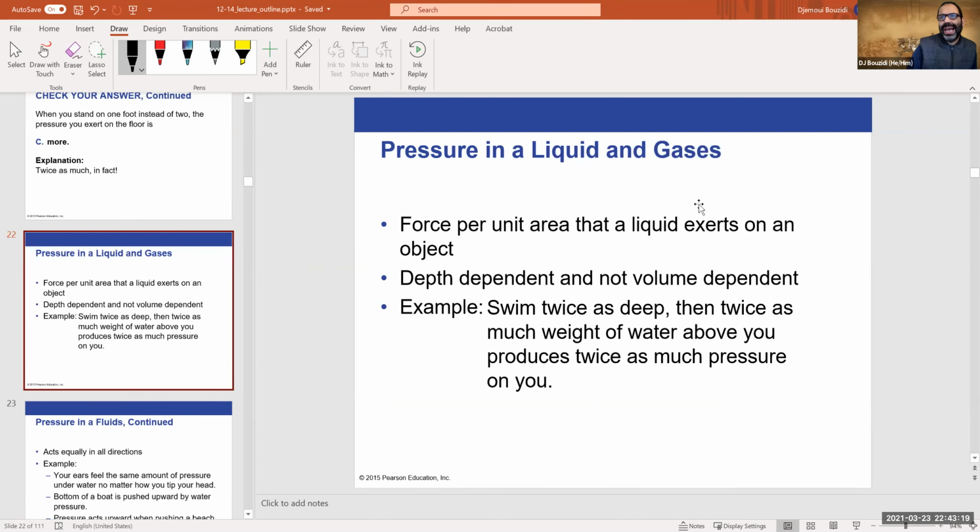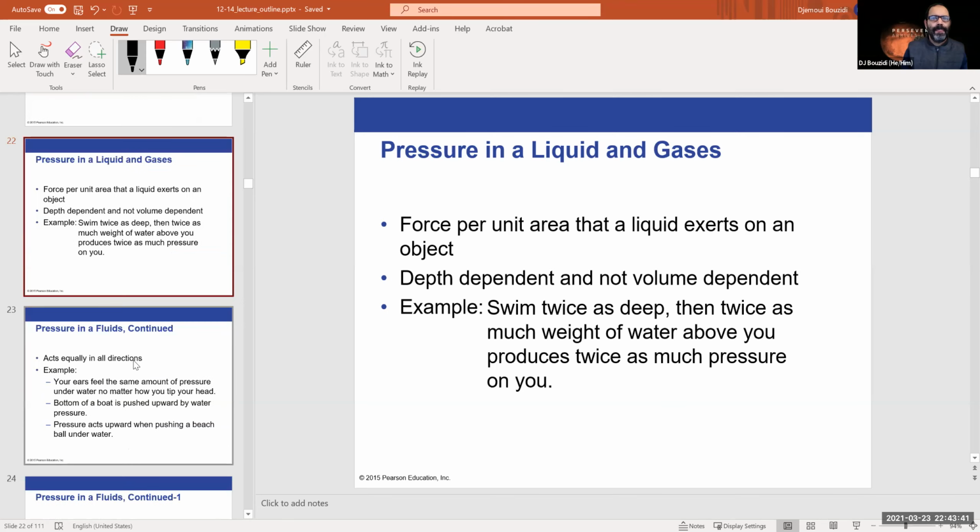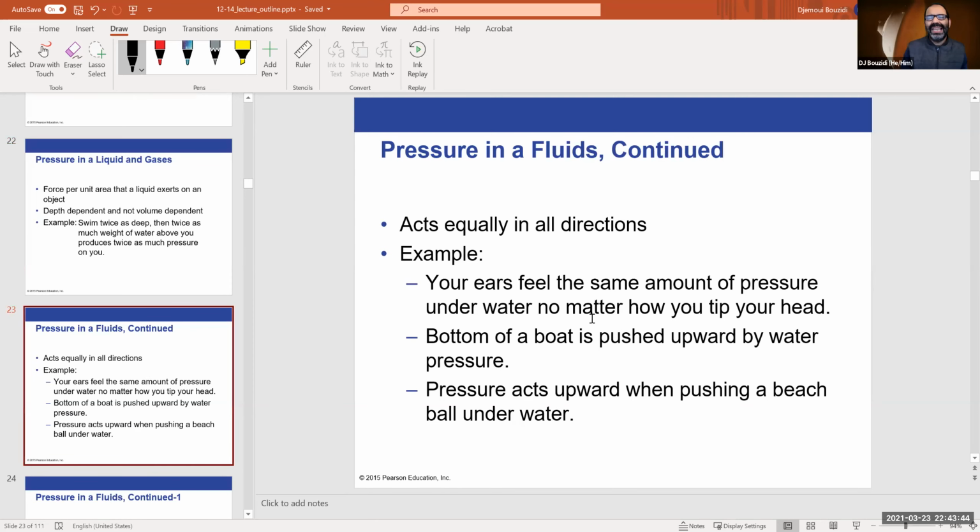So again, pressure in a liquid and gas, both of them, is the force per unit area that the liquid exerts on an object, and it is depth dependent. The further you go in depth inside the liquid, the more pressure you're going to experience. Swim twice as deep, then twice as much weight of water above you produces twice as much pressure on you. And it acts in all directions. That's why you are going to feel the implosion, because you have a very small profile that you're not going to see much difference in pressure between the outside and the inside, between the top and the bottom.